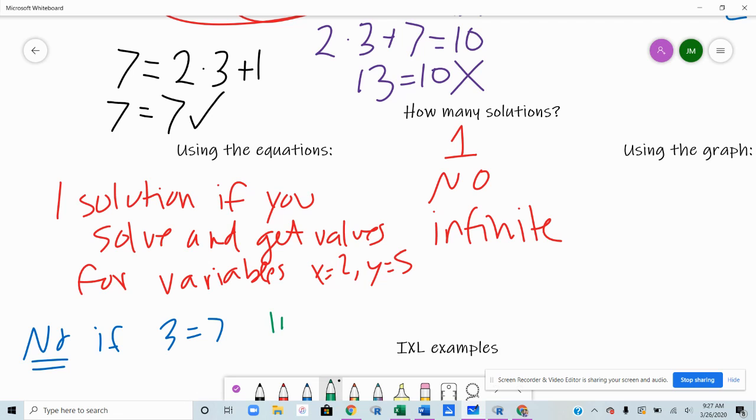You get infinite if you solve and get something like 5 equals 5. That's infinite because 5 does equal 5. In both of these cases, no and infinite, you have no variables left. As opposed to one solution, where you should have variables left and have answers.